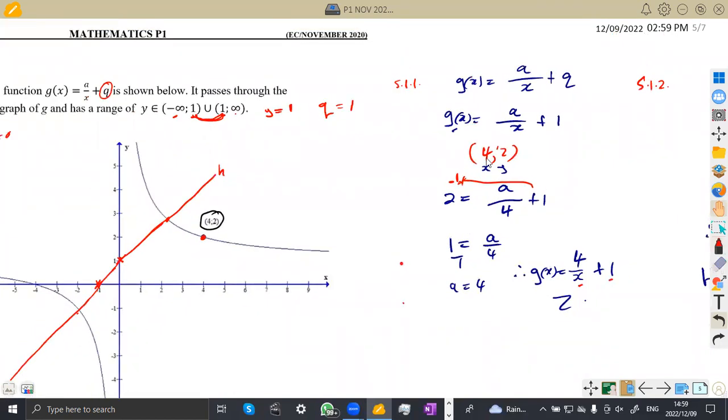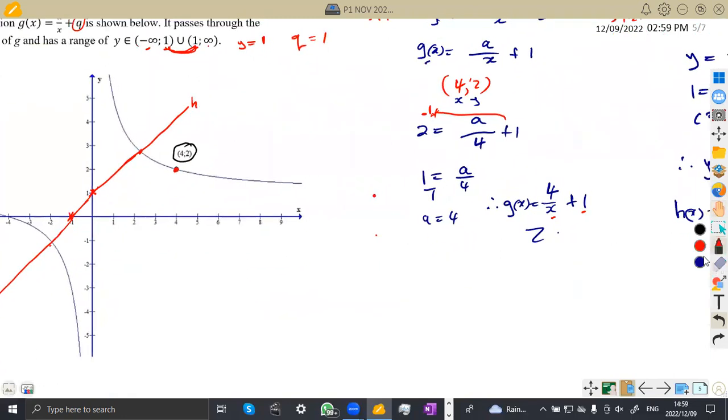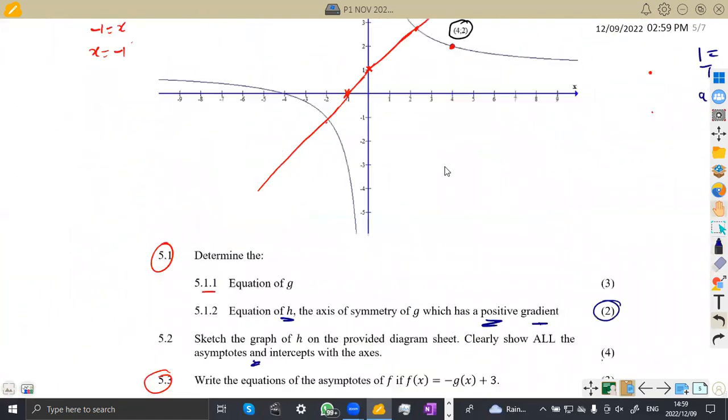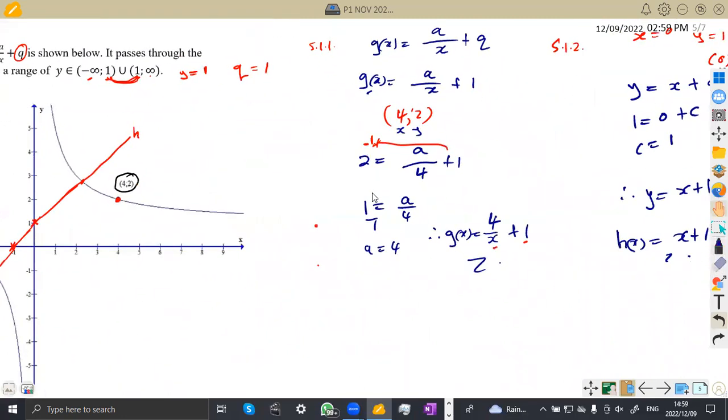We are now given a new function. So it's another function that we are given, f(x). That's 5.3, where we are given that f(x) is equivalent to negative g(x) plus 3.